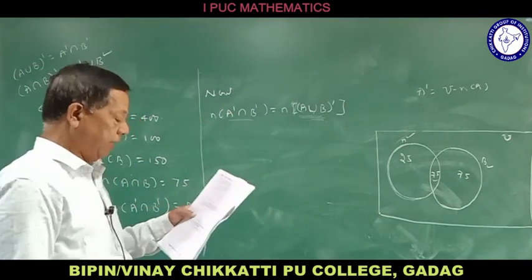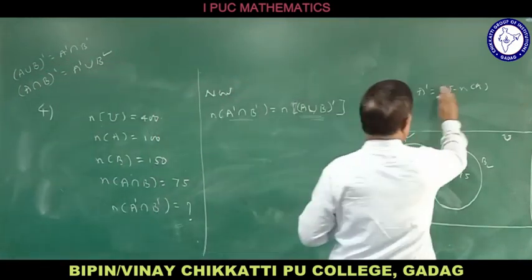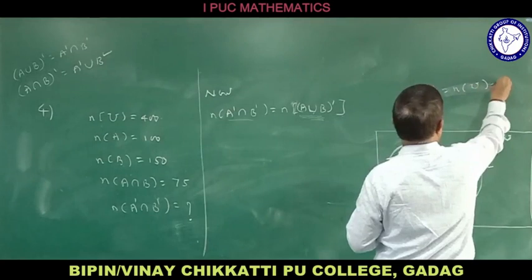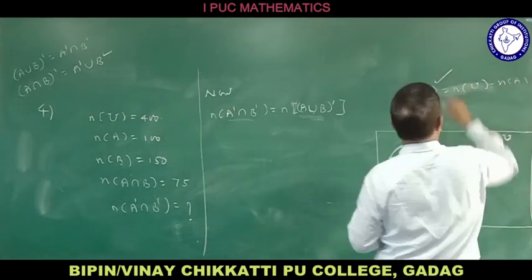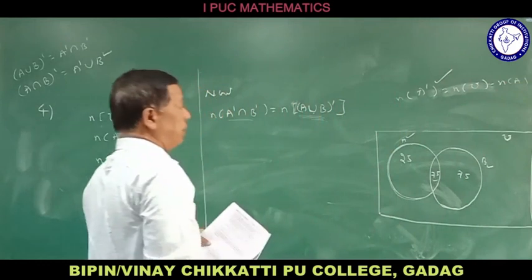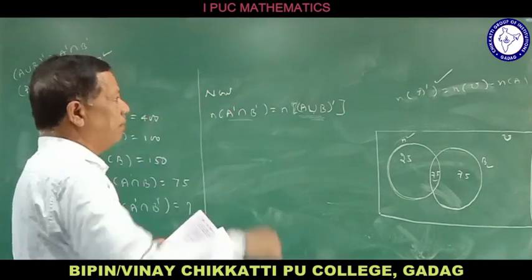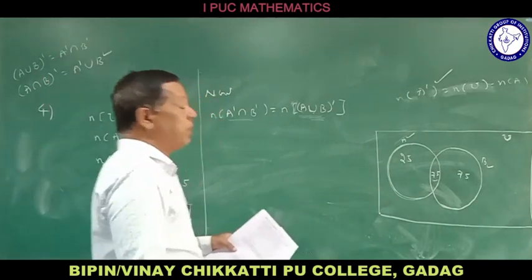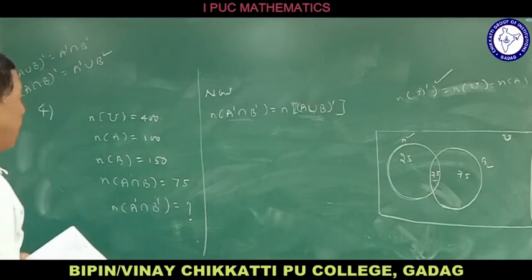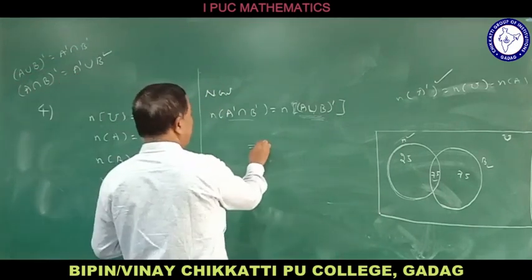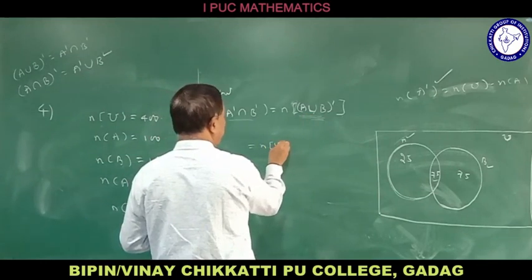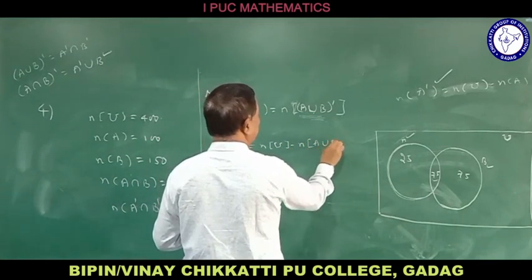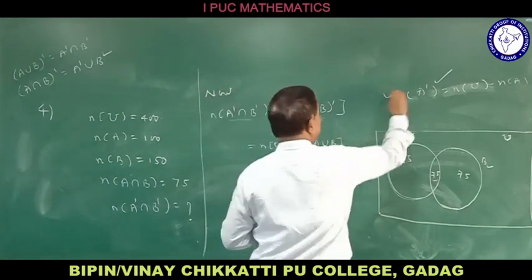A complement is always written as N of U minus N of A. This is the number of A dash. If you write N of the universal set minus N of A, you will find N of A dash. Number of elements in A dash equals number of elements in U minus number of elements in A, that is the definition: the elements which are in the complement set are those not in A. So according to that formula, you write N of U minus N of A union B.